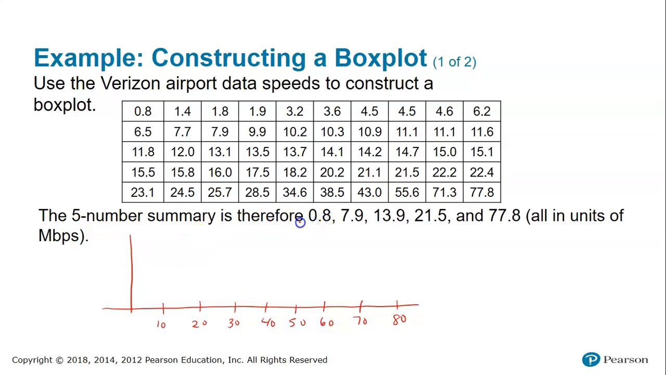So I'm going to put a vertical line at 0.8. I'm just going to have to kind of estimate that. Put a vertical line at 7.9. Put one at 13.9. Put one at 21.5. And then finally over here at 77.8. Okay, so I'm going to connect the first quartile and the third quartile together and form a box, hence the name box plot. And then I'm going to draw a straight line out and connect the minimum and the maximum.